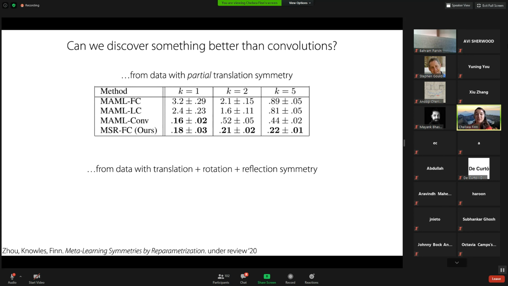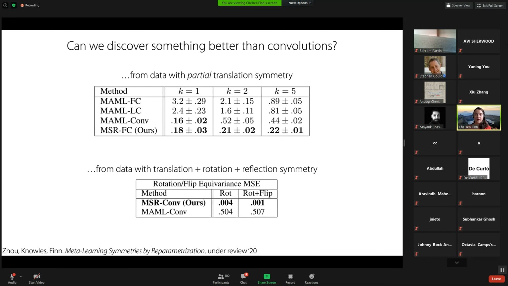The next thing we want to look at is data that is translationally equivariant, rotationally equivariant, as well as reflection equivariant. And in this case, we actually initialized MSR with a convolution network instead of with a fully connected network. And we found that MSR was able to outperform MAML with convolutions by learning this stronger equivariant structure. Okay, so this is pretty cool. And so far, this was all on synthetic data.